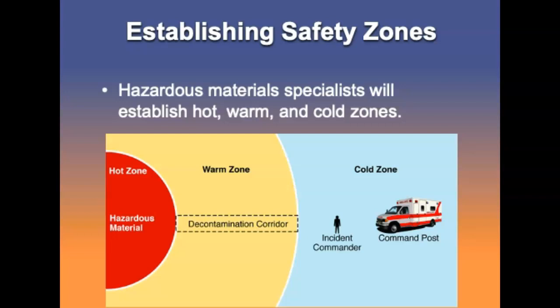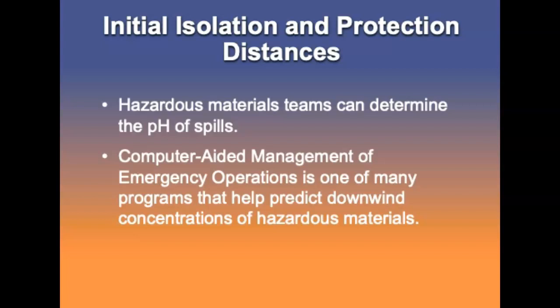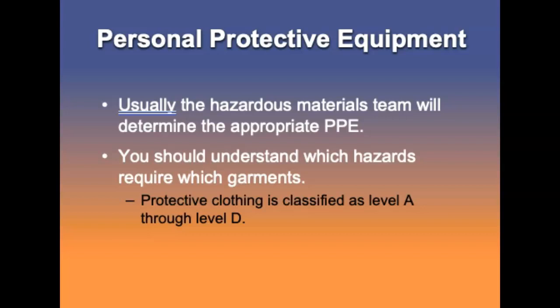Observe the initial isolation and protection distances. And the hazardous materials team will use air monitoring equipment to determine the explosive limits, oxygen levels, and the concentration of hydrogen sulfide and carbon monoxide. The hazardous materials team can determine the pH of spills, and Computer-Aided Management of Emergency Operations is one of the many programs that help predict downwind concentrations of hazardous materials. It uses input of environmental factors into a computer model, and it helps predict the size and direction of gas or vapor clouds.